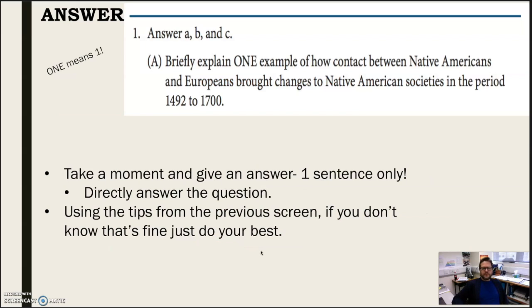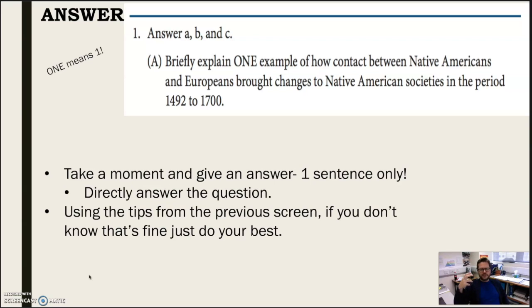All right, let's look at an example here. First, answer A, B, and C. So number 1, there's 3 parts to it. We're going to look at just the first part. Briefly explain one example of how contact between Native Americans and Europeans brought changes to Native American societies in the period 1492 to 1700. First, 1 means 1, all right?